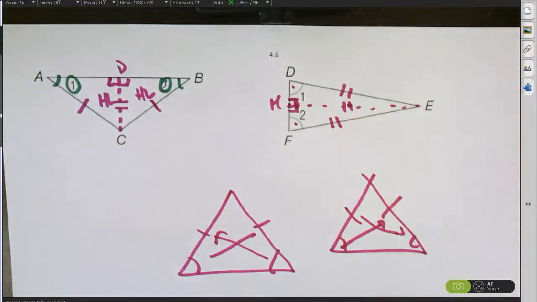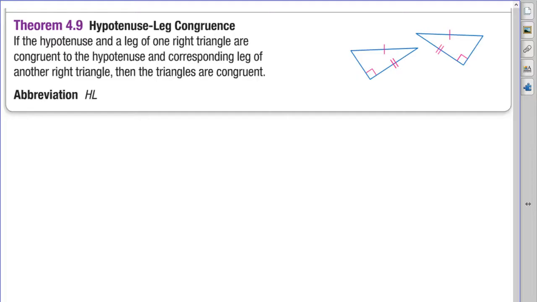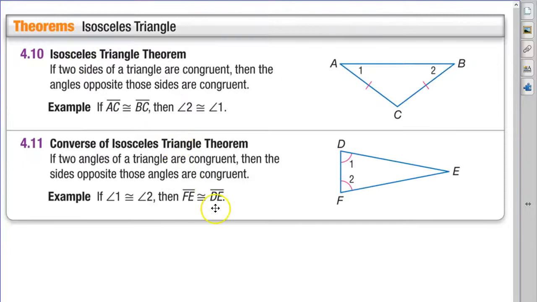Okay, so here we go. Here are our two theorems for this section, well, the first two. The first one's called the isosceles triangle theorem, and what that states is if two sides of a triangle are congruent, then the angles opposite those sides are congruent. So if the two sides are congruent, the two base angles are congruent. And then the flip of it, the converse of the isosceles triangle theorem: if two angles of a triangle are congruent, then the sides opposite those are also congruent.